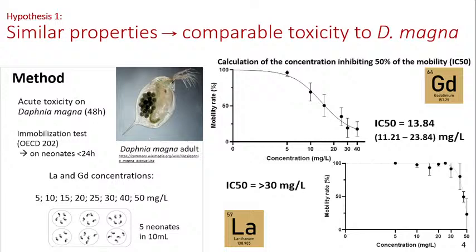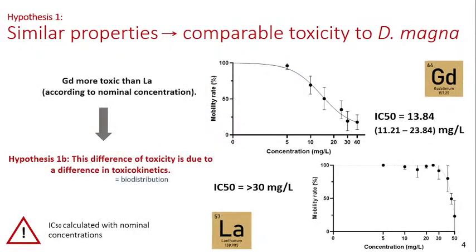So for gadolinium, I succeeded in getting this S-curve. And so the IC50 was calculated at approximately 13.84 milligram per liter. While for lanthanum, it was really complicated. So I measured from 5 to 50 milligram per liter. But after 30 milligram per liter, I had a very big variation among my replicates, which is probably due to very strong precipitation of my lanthanum. So the only thing that I can be sure to tell you today is that the IC50 of lanthanum seems to be higher than 30 milligram per liter. And so then, according to this, I can already say that gadolinium seems to be more toxic than lanthanum, meaning that this first hypothesis is probably wrong.